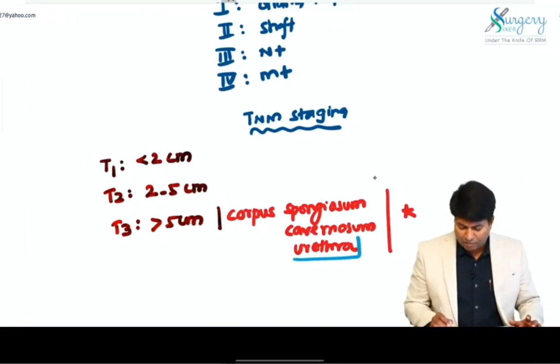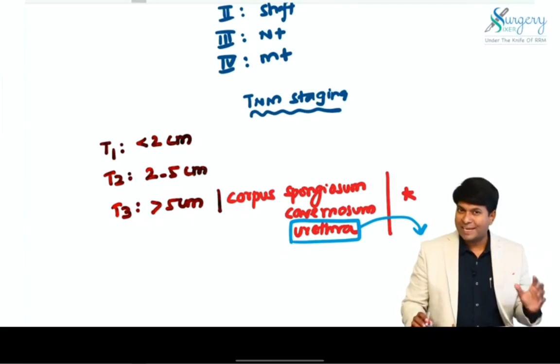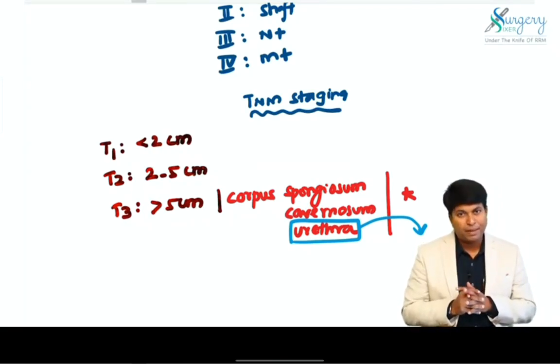Usually urethra will not be involved because urethra has different epithelium, transitional cell epithelium. So usually urethra will not be involved by cancer penis, very rare, because they both have different epithelium. And this point you should not forget.